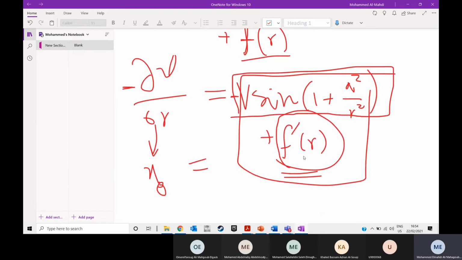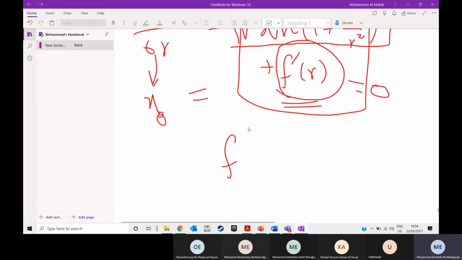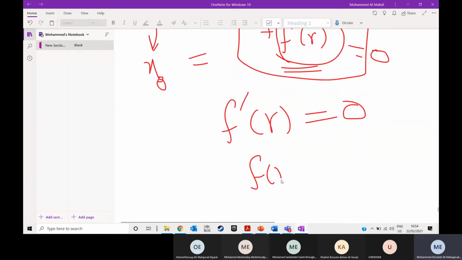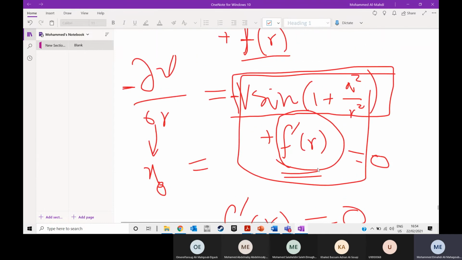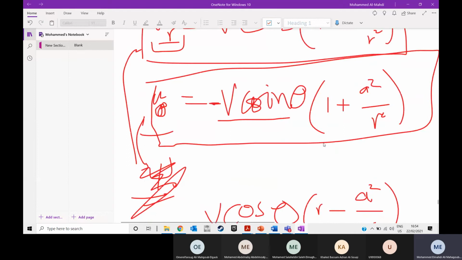So what is the function of r? The derivative of the function of r is 0 now. So f prime of r is equal to 0. So what is f of r? F of r will be a constant c. It doesn't matter whatever you put for this constant, but this is the formula that you have.